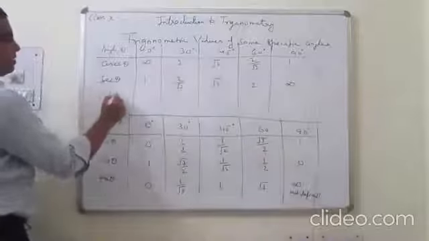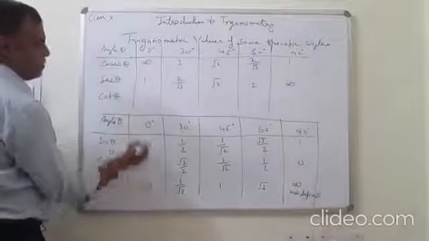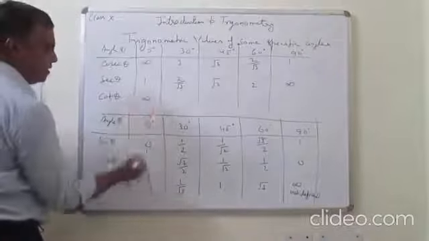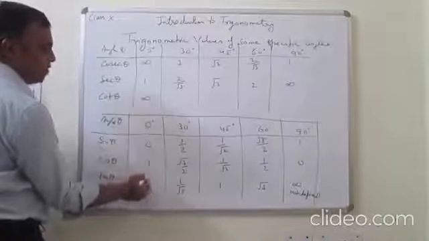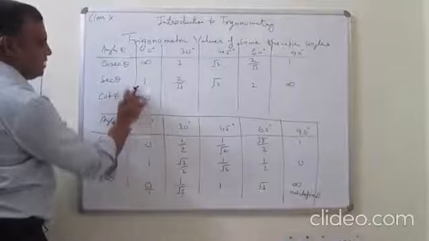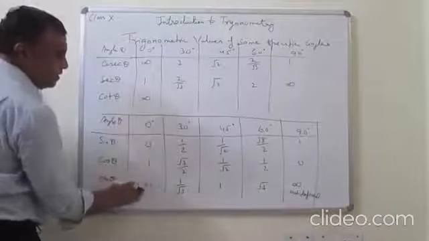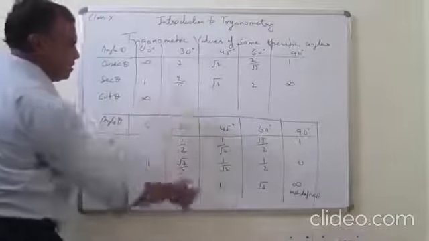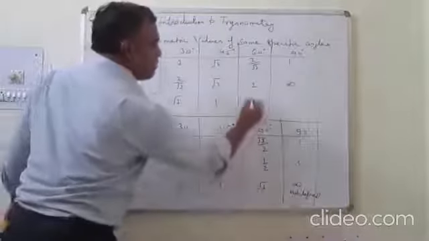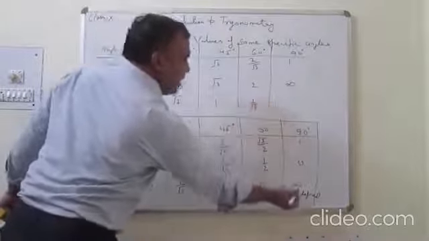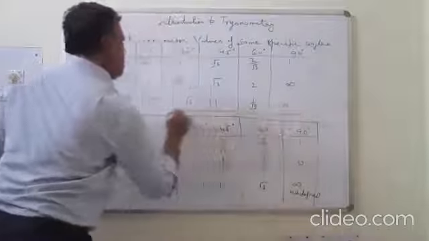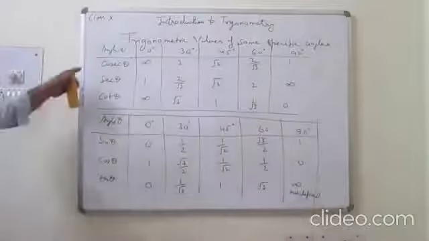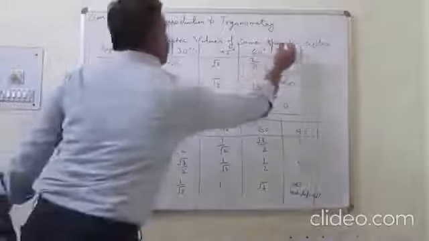Now cot theta: 0 upon 1, so 1 upon 0, infinity, not defined. Then root 3, the reciprocal of 1 is 1, 1 upon root 3, and the reciprocal of not defined is 0. These are the trigonometric values of some specific angles.